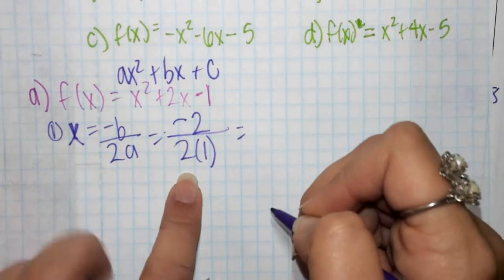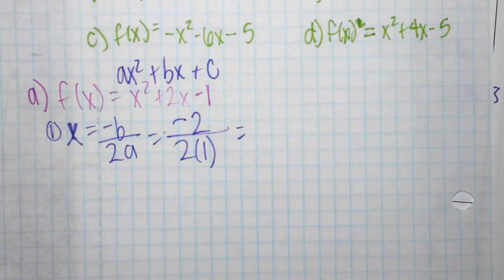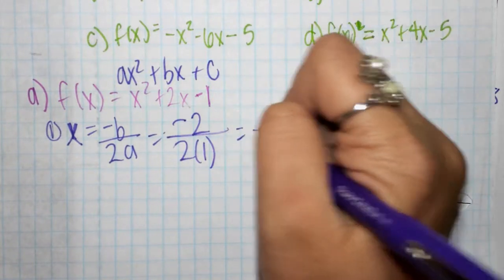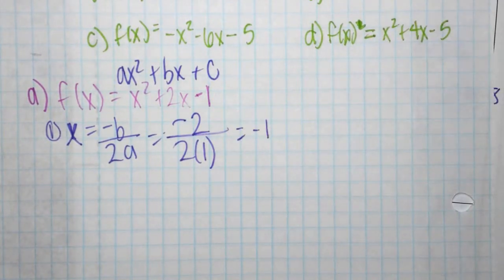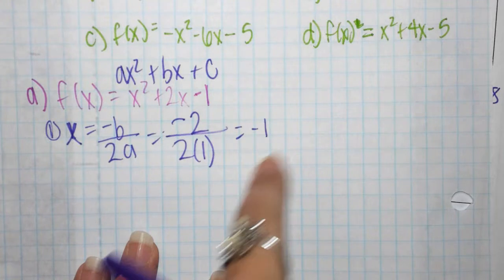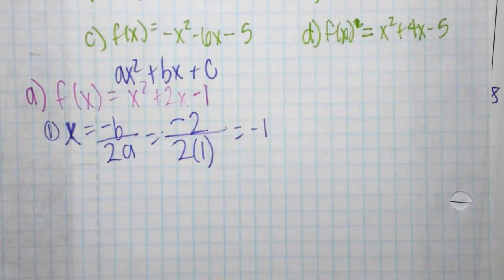Alright, so 2 times 1 is 2, and negative 2 divided by 2 is negative 1. So our axis of symmetry is at negative 1. Now, what do we do with this? This gives us our, wait, let me finish talking, please.